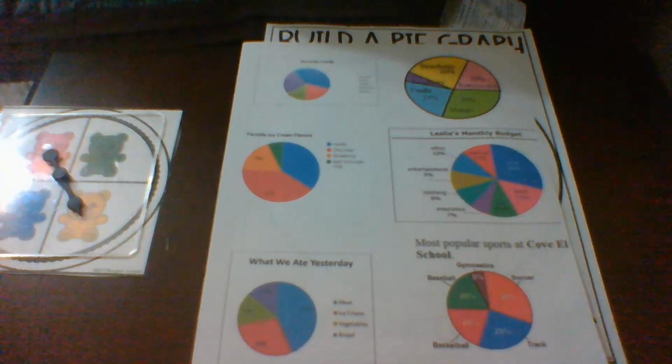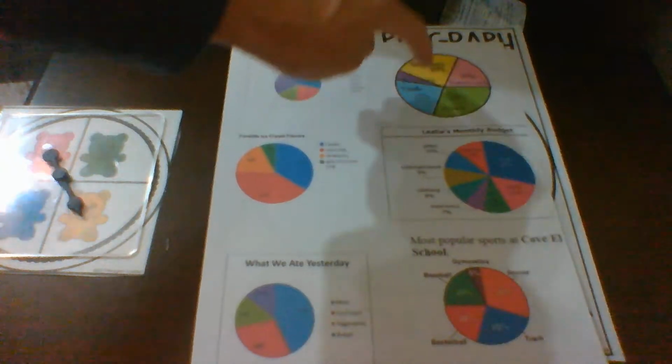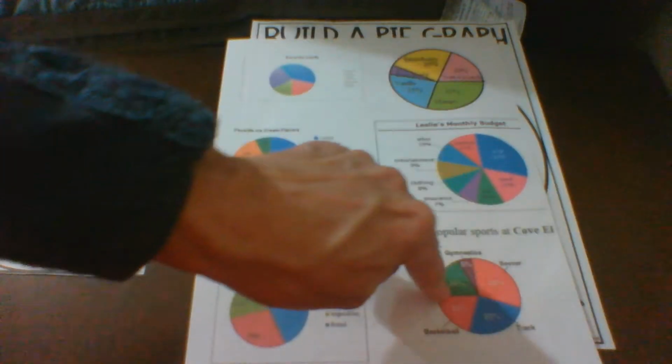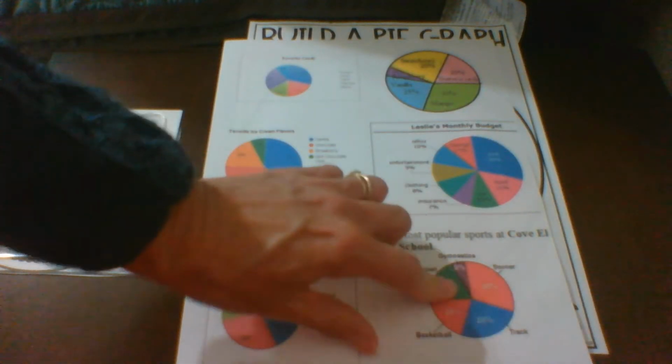Good, I'm getting some different answers. What I was thinking is, do you see how they're all different colors, right? If it was all blue, it would be really hard to read the pie chart, or the pie graph, right? It would be really hard. So these colors help me tell the different kinds, right?